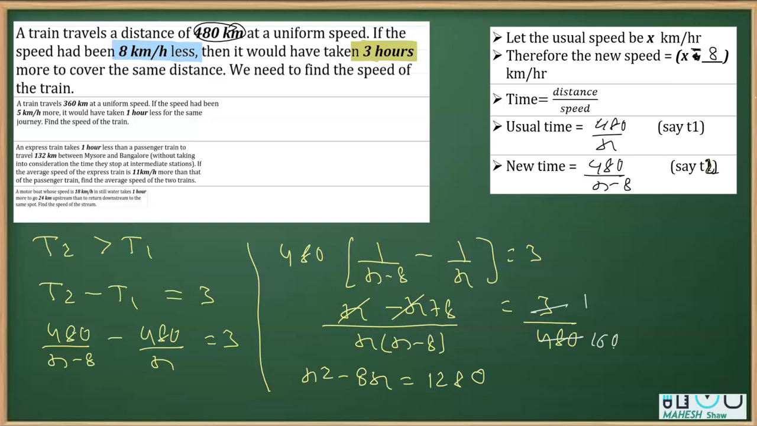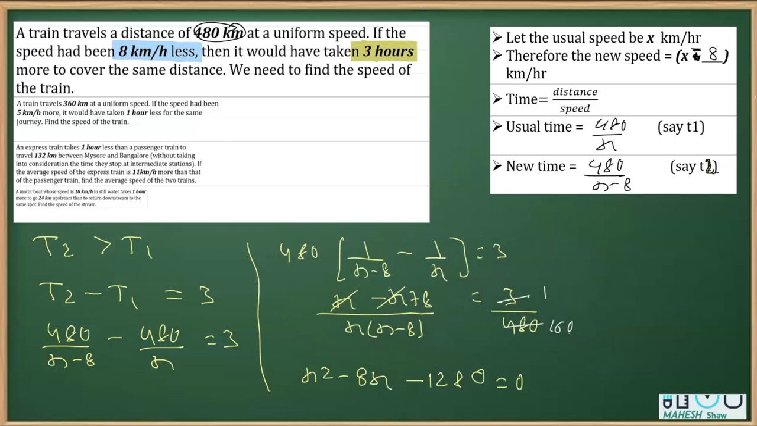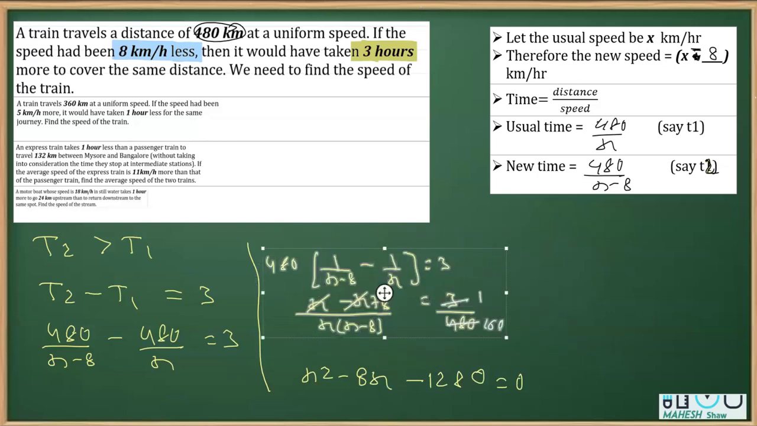Now we have framed a quadratic equation. We can further minimize this step by transposing 1280 to the left hand side. So what I did here, let's understand. I'm transposing 1280 to the left hand side, then it will become minus 1280 equal to 0. So we frame this quadratic equation, and then we are going to factorize it to obtain the solution of this equation.